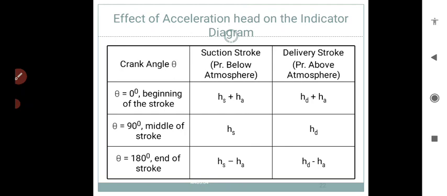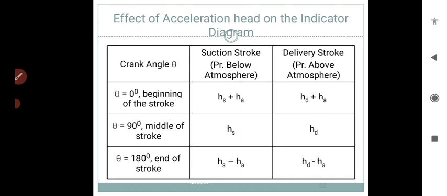Crank angle: here the crank angle has 3 stages, that is θ is equal to 0 degrees, θ is equal to 90 degrees, and θ is equal to 180 degrees. θ equal to 0 is the beginning of the stroke, θ equal to 90 degrees is the middle of the stroke, and θ equal to 180 is the end of the stroke. For the suction stroke, at the beginning of the stroke it is HS plus HA, at the middle of the stroke only HS, and at the end of the stroke HS minus HA.